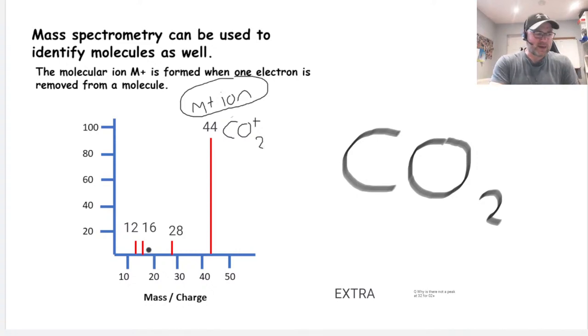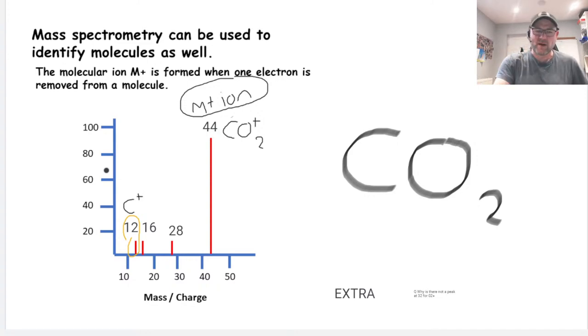But what are these other peaks? Well, imagine if my electrons hit it. You get something called fragmentation. The molecule can break. What do you think 12 represents? What does this little bar here with the 12 above it represent? What could have broken off of carbon dioxide when it got bombarded with electrons? That's right. That's actually a carbon ion, where it snapped and a carbon atom came off.